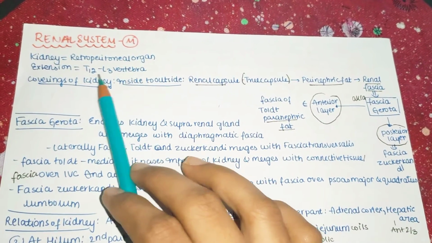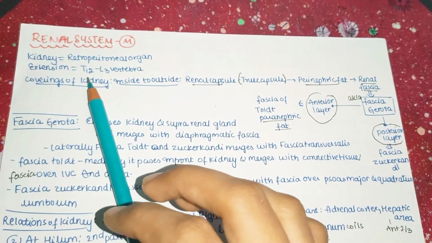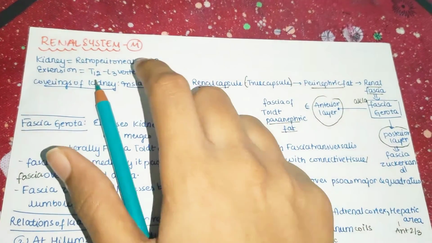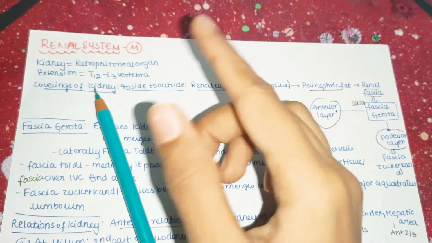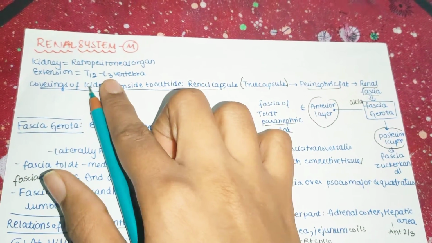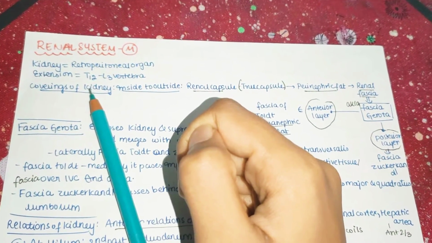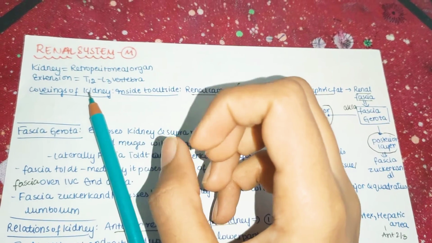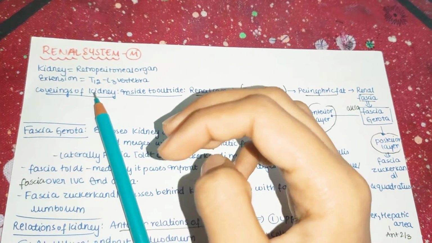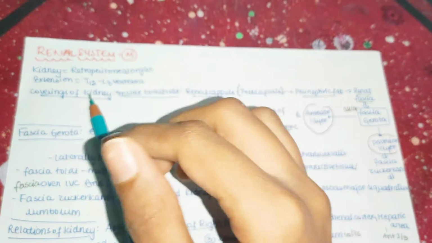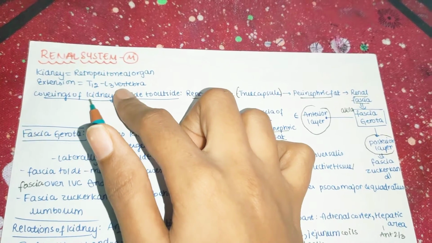And if you see the extension of the kidney, it is from T12 to L3. If you remember the abdominal aorta extension, you can remember this too, because the abdominal aorta extends from T12 to L4, but here it is L3 level. At the L3 level there is the origin of the inferior mesenteric artery. Sorry, I said superior earlier, but it is inferior mesenteric artery. So you can correlate with that. The kidney is a retroperitoneal organ, and its extension is from T12 to L3.